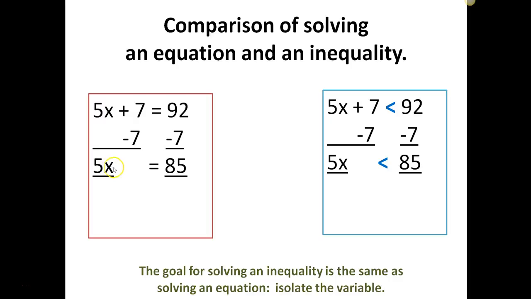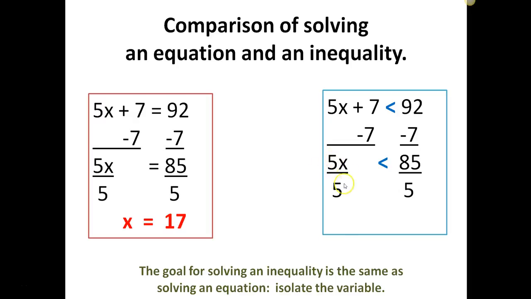So 5 times what is 85? So the opposite of multiplying by 5 is to divide by 5. Same over here. Even though there's an inequality, the opposite of multiplying by 5 is to divide by 5. And that's how we solve. 5 divided by 5 is 1. I'm left with 1x. 85 divided by 5 is 17.